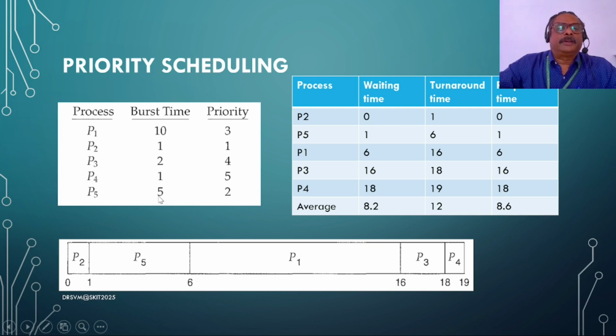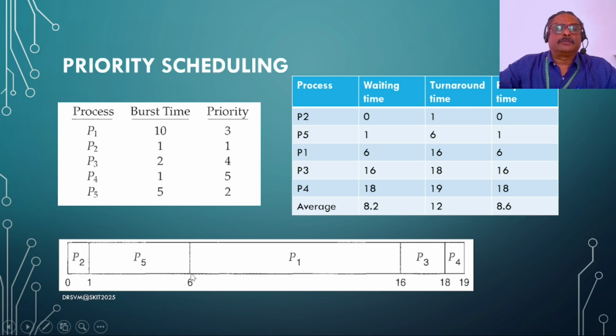Then comes P5. P5 had to wait for 1 unit of time, because before P5, P2 was running for 1 unit of time, so waiting time was 1, and turnaround time was 6. It finally completed after 6 instants, and after 1 unit of time it started executing, so the response time is 1. And after that priority 3 gets its chance, that is P1.